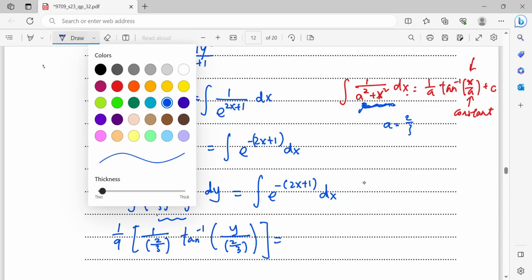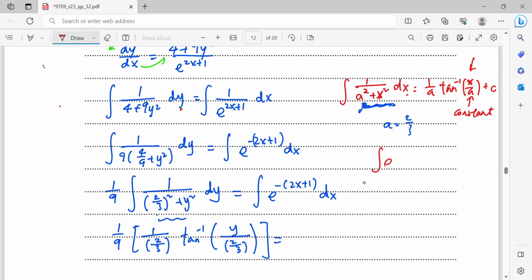For the right hand side, when you need to integrate exponential function, so exponential ax plus b dx, you just need to rewrite the whole exponential function and then differentiate the power of e. So when differentiate ax plus b, it will be a. Alright, so now for this exponential, I will rewrite. But then when I differentiate the power of e here, differentiate minus 2x plus 1, it will be minus 2, then plus c.